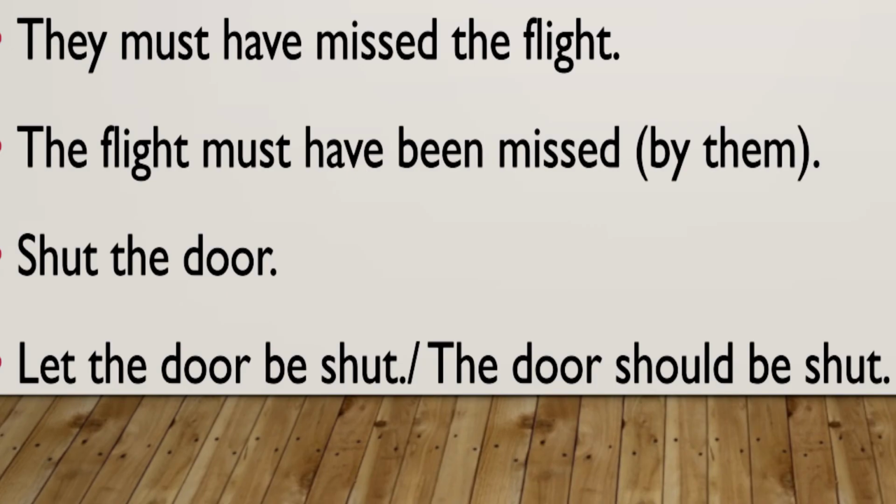Now let's take up the example of an imperative sentence. Shut the door. Imperative sentences can be changed into passive voice in two ways. The first one is let the door be shut. The use of the word let and then the use of the word be. Another way is the door should be shut. The use of the verb should be.